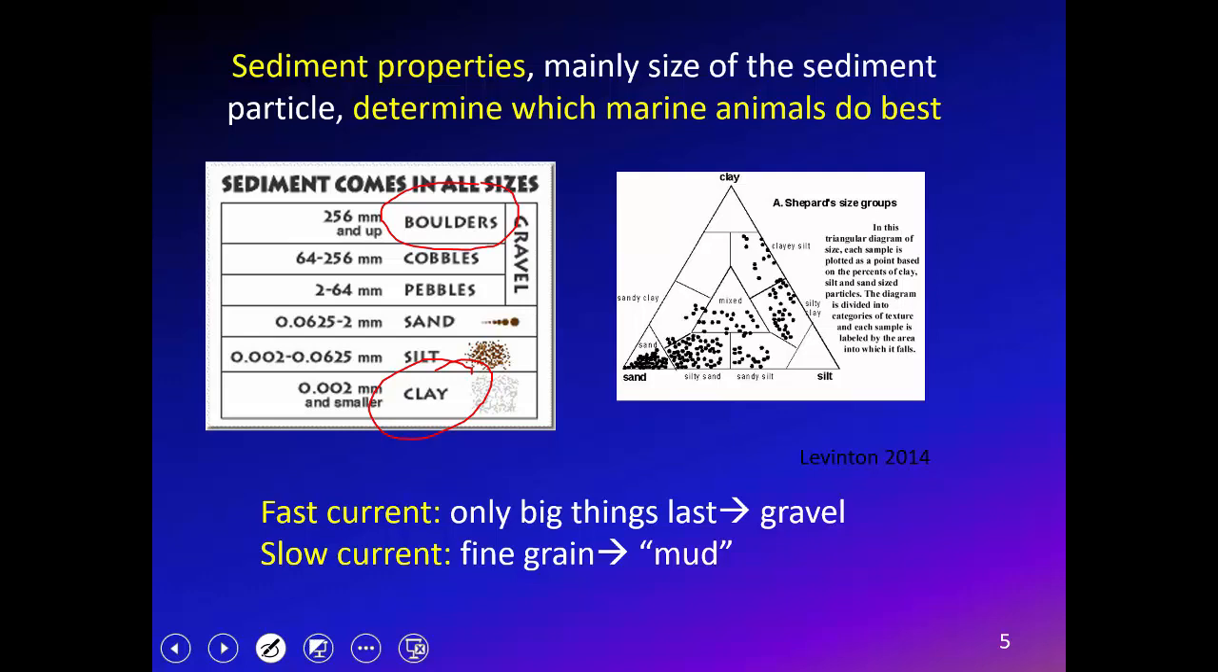So basically, if you have very strong, fast currents, only big things are going to be able to stay in that benthic environment, that place. That would be more like gravel, of course. And then the other extreme is very slow currents, weak currents. Many other things can settle down and build up in that place. So that'd be more like mud. And also turns out to be more organic rich than what we see with gravel.